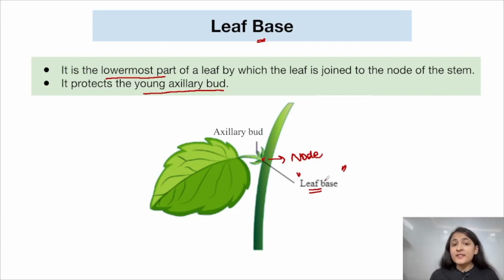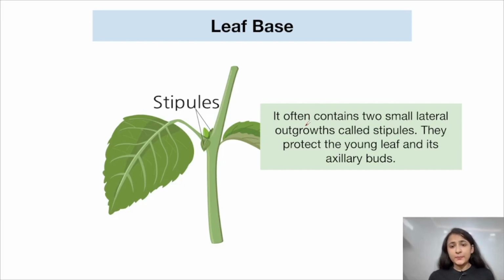So this leaf base has a function of protecting the young axillary bud which is present here. How does it protect the young axillary bud? We'll just look at how it does that. Now see here, leaf base contains two small lateral outgrowths called stipules. Not always, but often, most of the time, the leaf base would contain these two small leaf-like structures which surround the axillary buds. So these stipules, they protect the young leaf and its axillary buds.